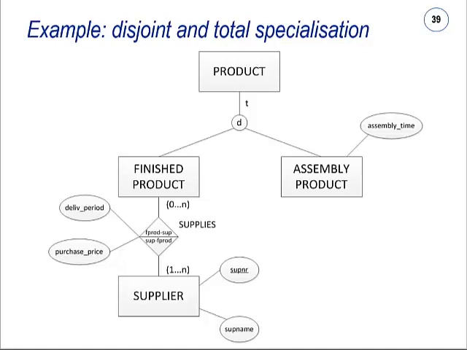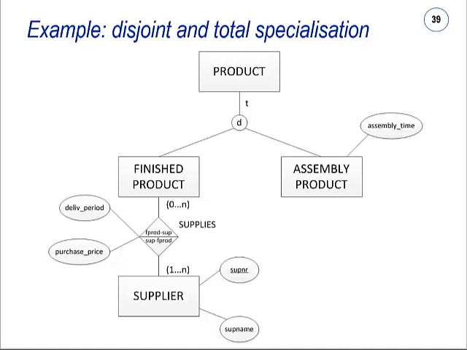Product can have attribute types and relationship types, which are not depicted here, but which will be inherited by finished product and assembly product. Assembly product adds an extra attribute type, which represents the assembly time, the time needed to assemble the product. A finished product has also a special relationship type to supplier. The relationship type is referred to as supplies. A finished product can be supplied by at least one, at most n suppliers. A supplier can supply at least 0, at most n finished products.